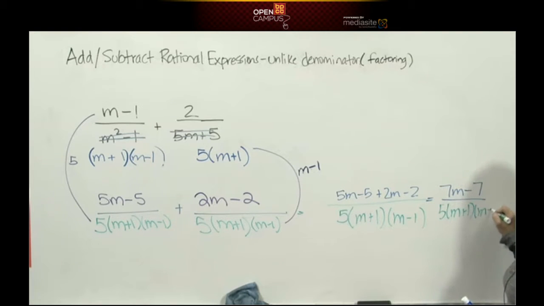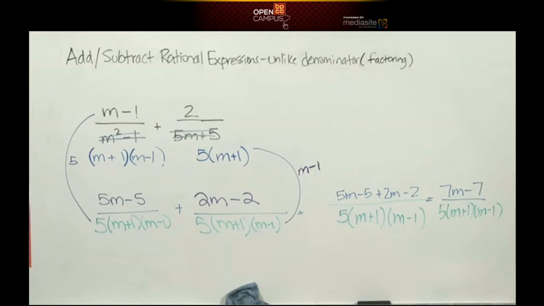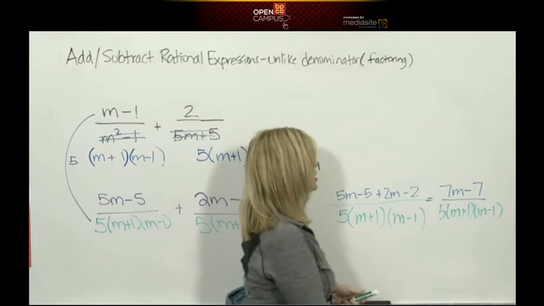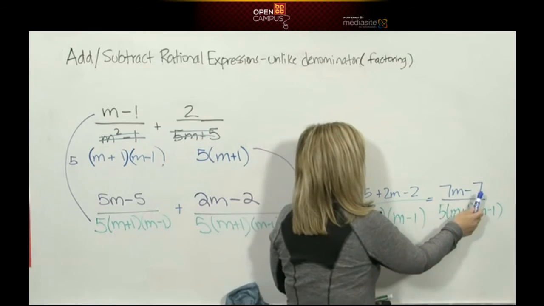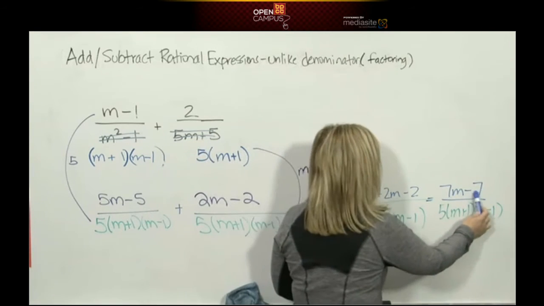But the song's not over. After you write the bottom and collect the top, now you're supposed to reduce. Reduce means to do division. Well, we've been through this. You cannot do division unless you're connected by multiplication. 7m minus 7 is not connected by multiplication yet. So we're going to have to factor.